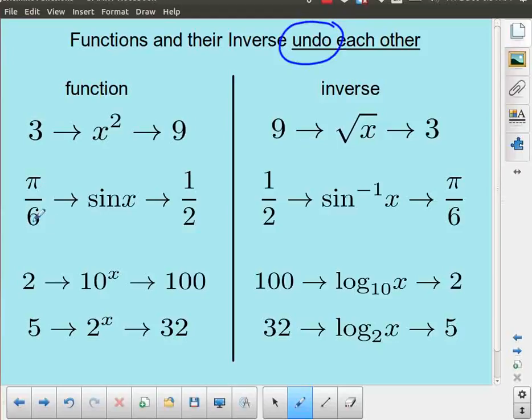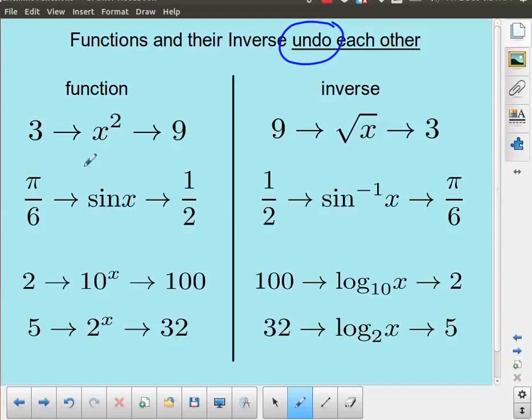If I take pi by 6 and I put it into the trigonometric function sine, I get a result of 1/2. But if I then take that result and put it into the inverse function of sine, which is sine to the -1 or sine inverse, I end up back at pi by 6.